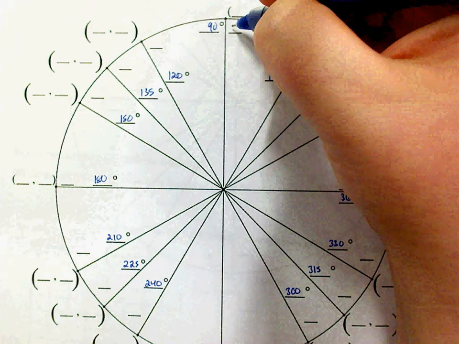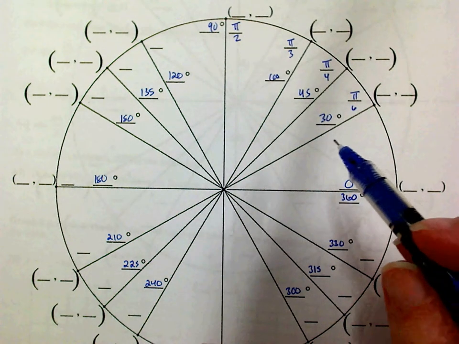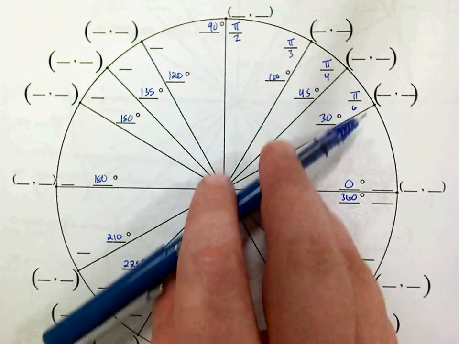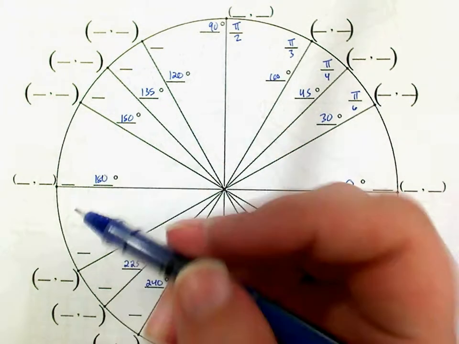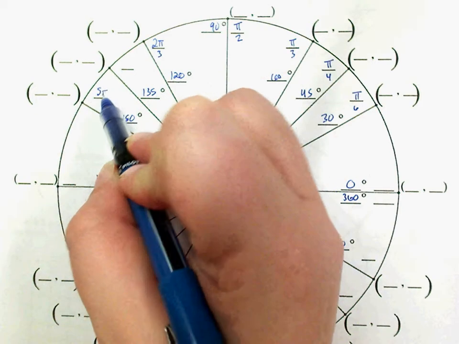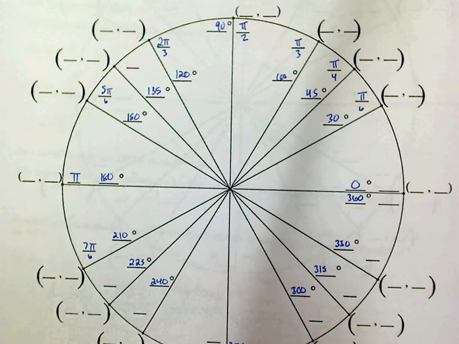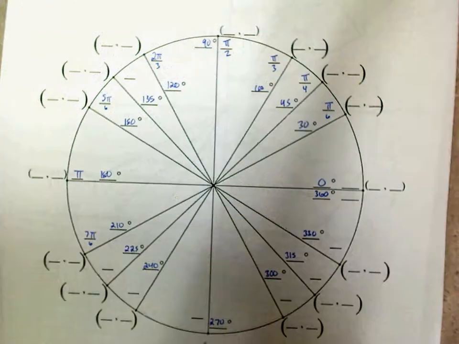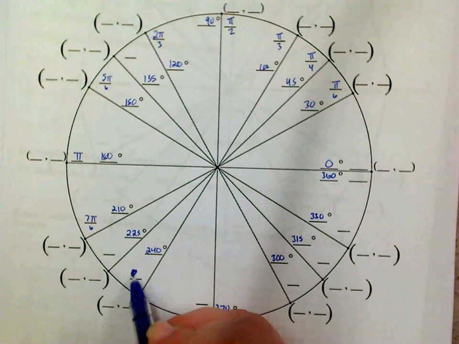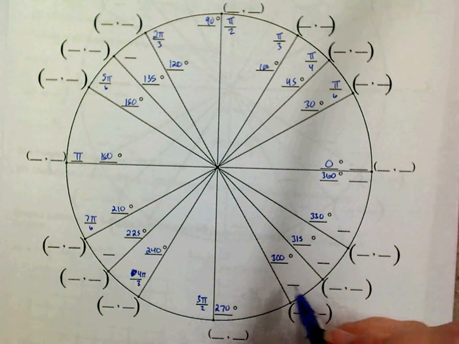1/6, 2/6, 3/6, 4/6, which is 2/3, 5/6, 6/6, which is pi, 7/6, right? 8/6, which is 4/3. 9/6, which is 3/2, 10/6, which is 5/3, 11/6, and 12/6, which is 2 pi, right?